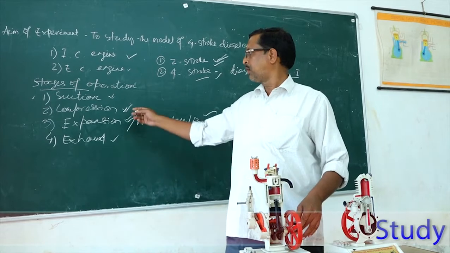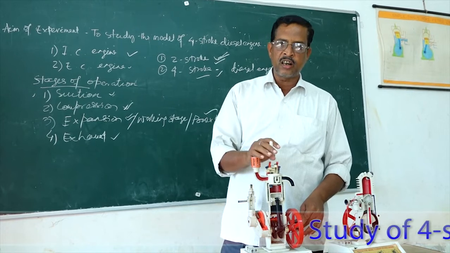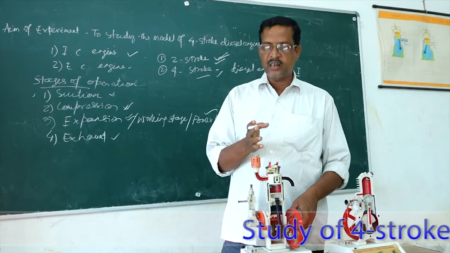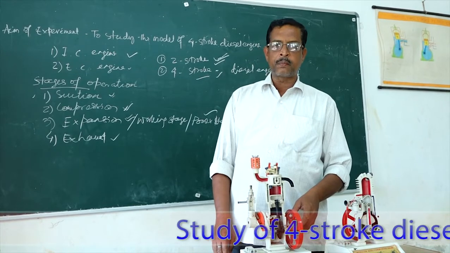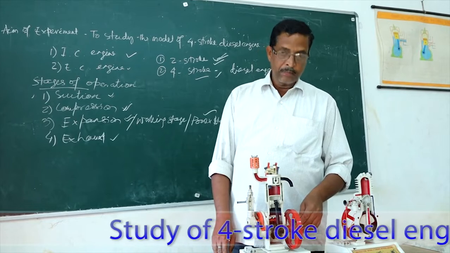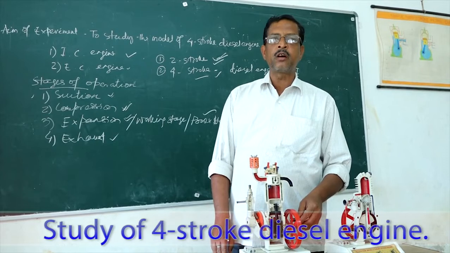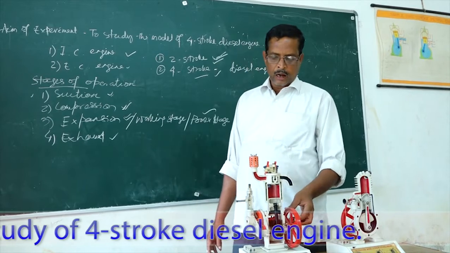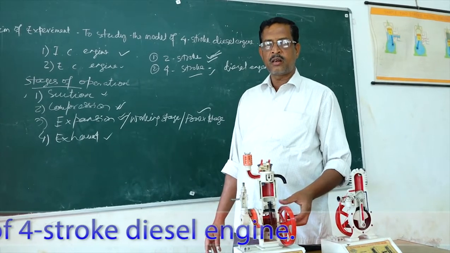Before the completion of the compression stage, the fuel injector injects the diesel into the engine cylinder, and this injected diesel comes in contact with the compressed air. The temperature of the compressed air is so high that it is sufficient to ignite the injected diesel. So the injected diesel is ignited before the completion of the compression stage, and combustion takes place. After the combustion, the charge is expanded because it is burnt gas.